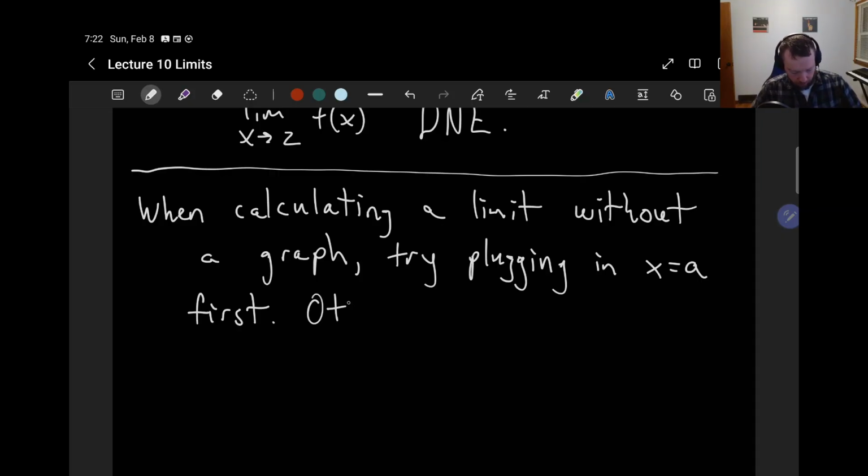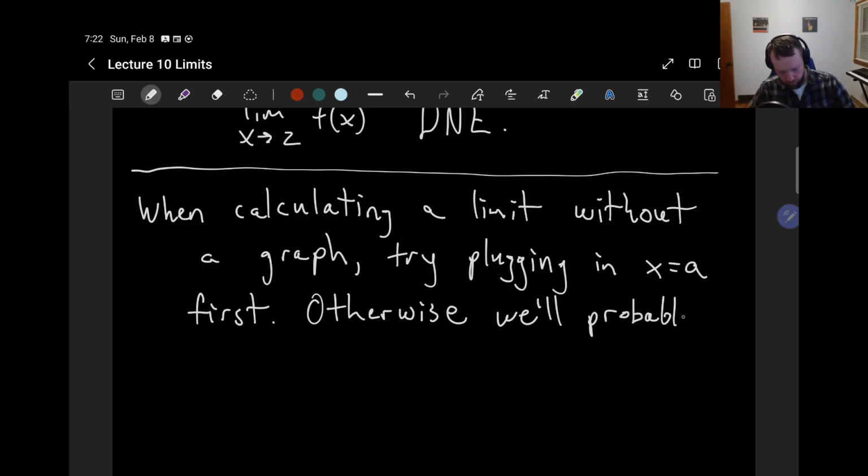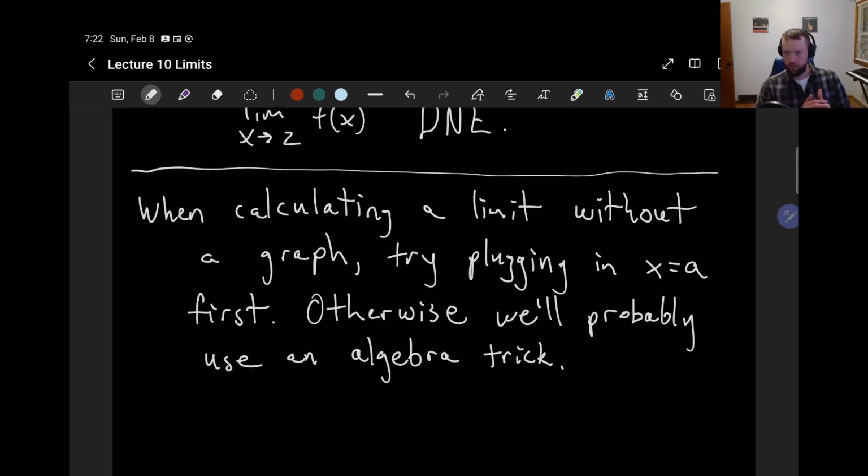If it doesn't work, we'll probably use some sort of algebra trick. Some sort of manipulation to make the expression work.